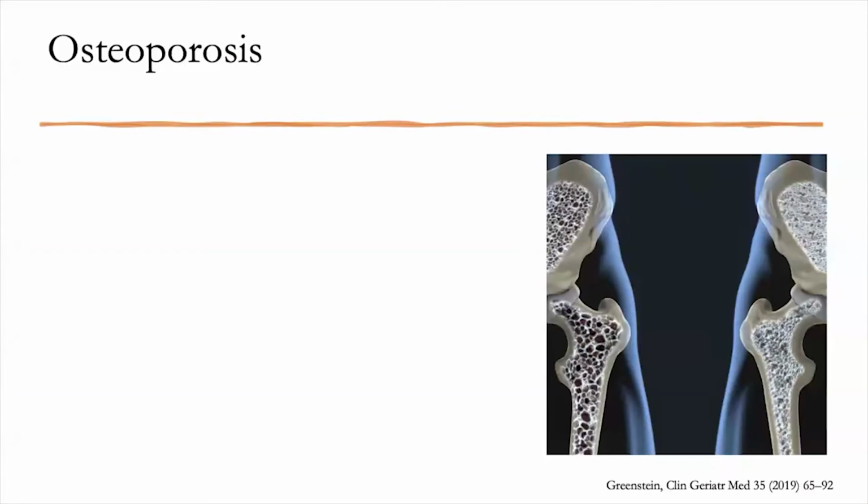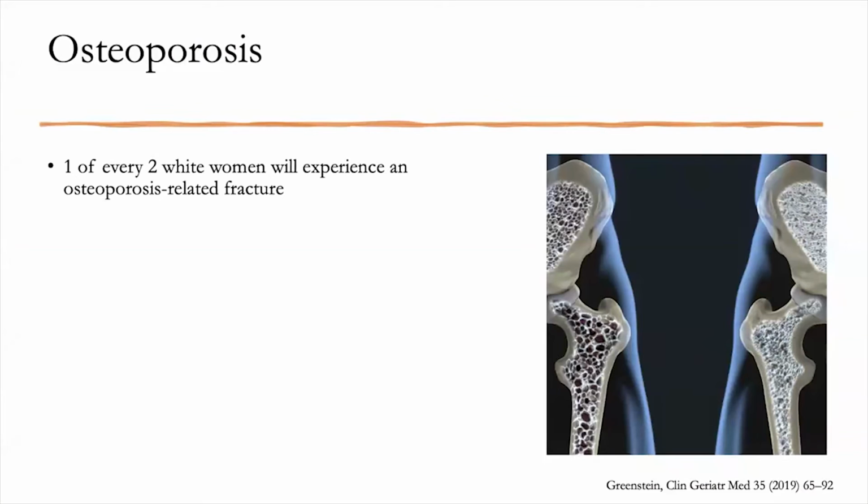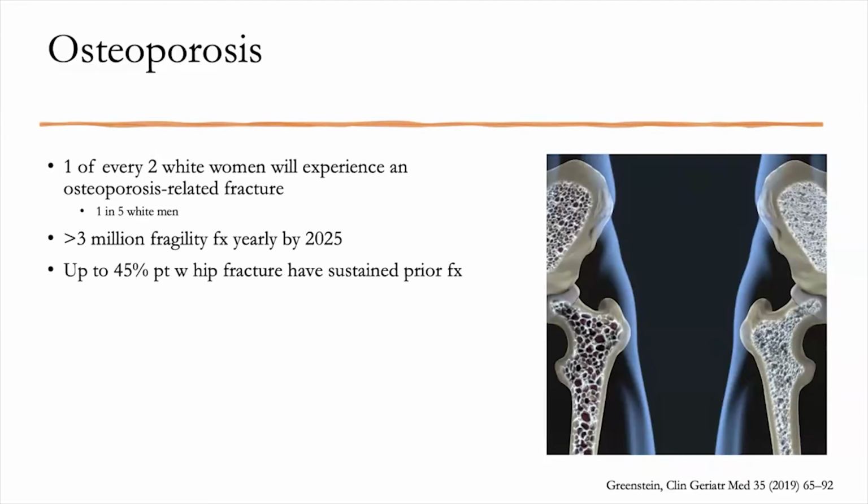Just a couple slides about osteoporosis. I am by no means an expert in this, but I thought this was interesting information. One out of two, within a Caucasian population, one out of every two women will have an osteoporosis-related fracture. One in five of men within that population. We think there will be over 3 million fragility fractures yearly by 2025.